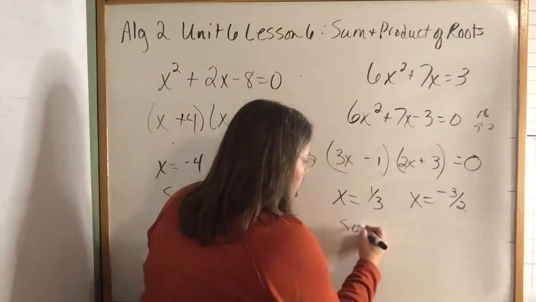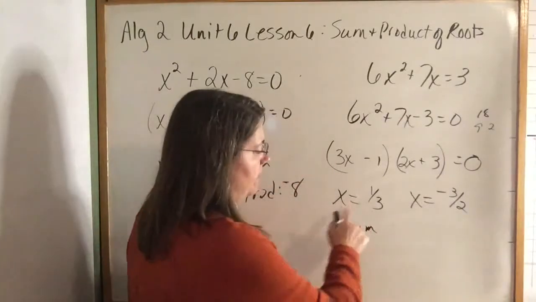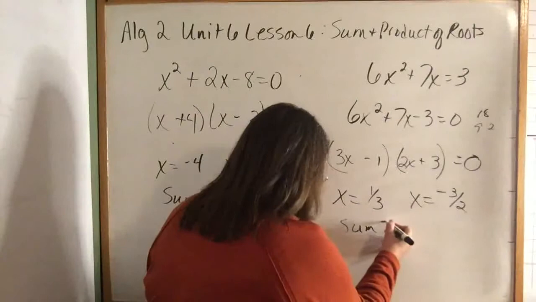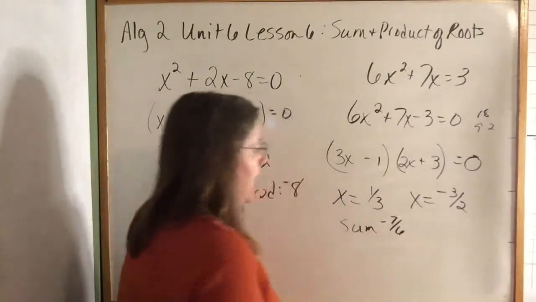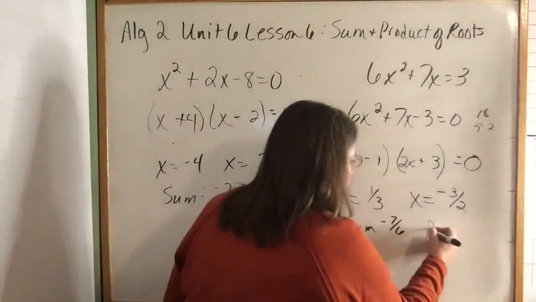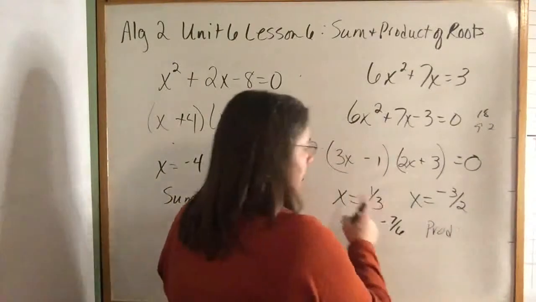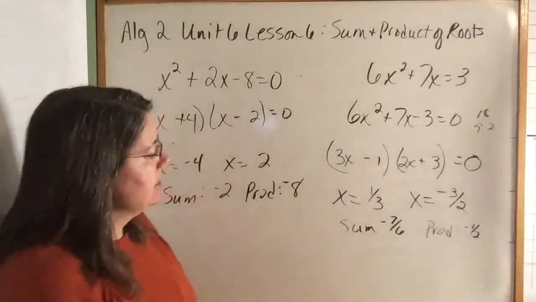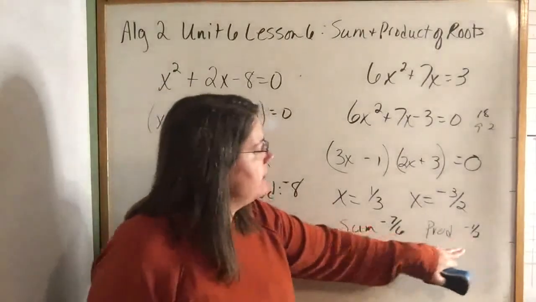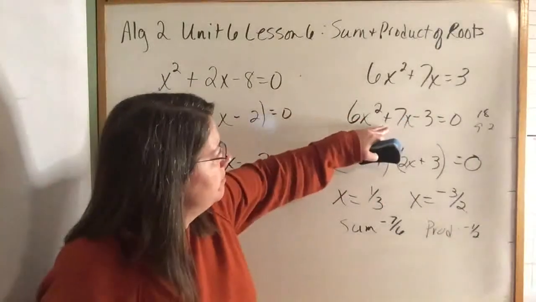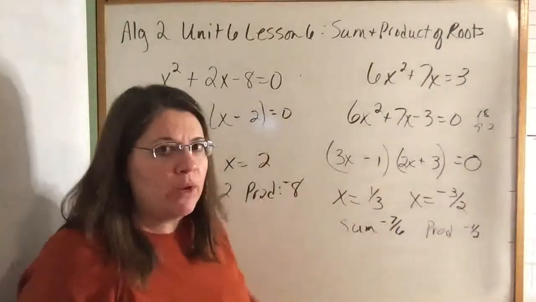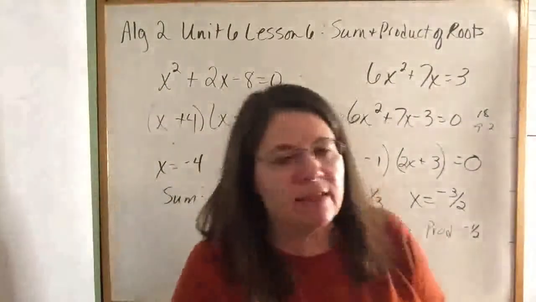So the sum of these two numbers, when I add them together, I get -7/6. And when I multiply them together and get the product, I end up with -1/2. This one's not as easy to see the relationship between the quadratic equation and these roots, but they will in just a minute. Let's look back at this one.